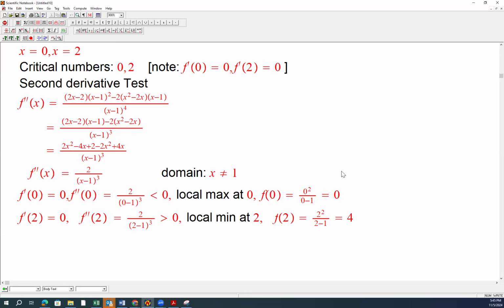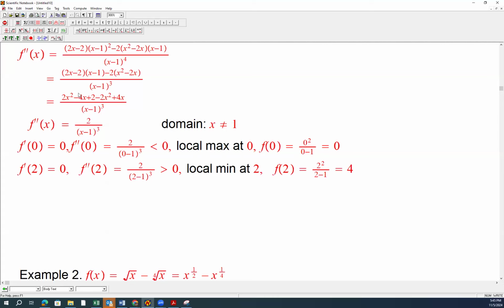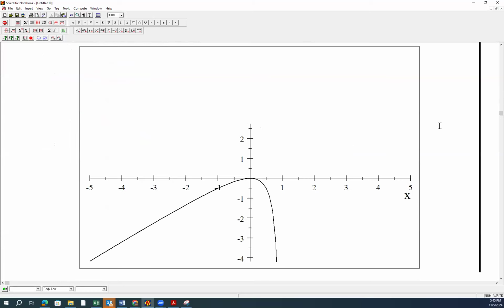Then you may wonder, how come the local max value is smaller than the local min value? Isn't that interesting? Well, for this question, we're done. But to see why this happens, you can look at the graph. This happens a lot, because it's a local max and local min.